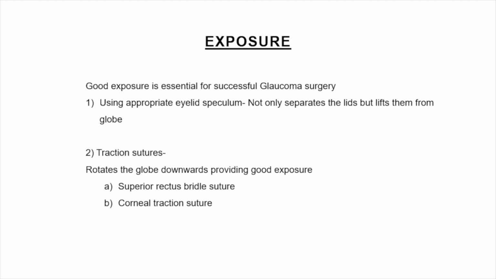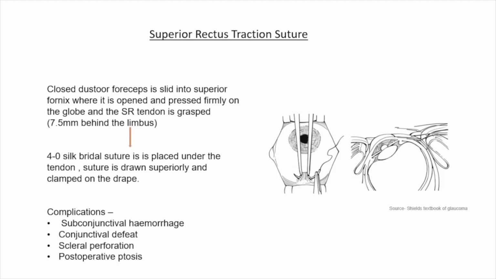So the first step is using an appropriate eyelid speculum, which not only separates the lids but lifts them from the globe. The second is traction sutures, which rotate the globe downwards and provide a good exposure. We can use either a superior rectus bridle suture or a corneal traction suture.